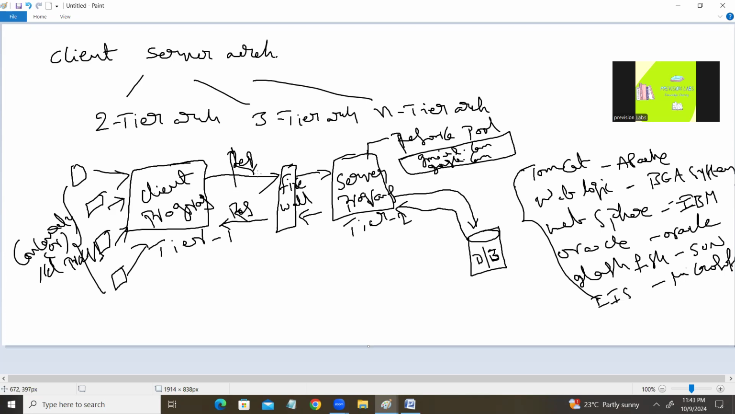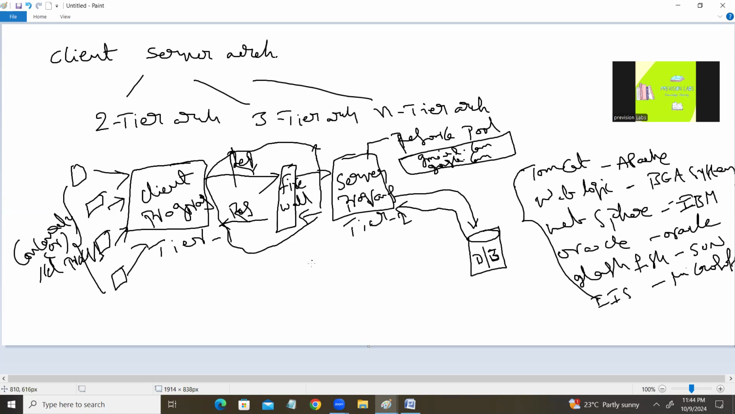And how can we send this request and response? We can use any protocol. In general, the internet world in industry uses the HTTP protocol. So what is the HTTP protocol? A protocol is nothing but a set of rules which are used for exchanging data between the client and server. So this is all about the client server architecture. By using this, we can develop distributed applications.